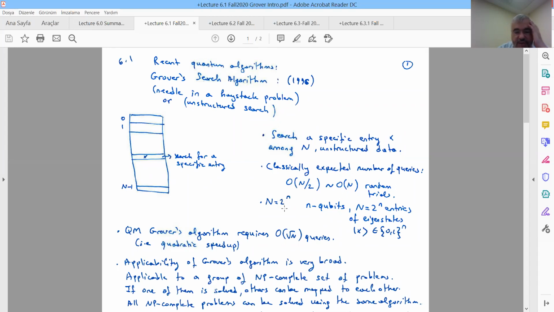because we are going to map this problem to a quantum circuit, and you have n qubits. The n qubits can have 2 to the n quantum states, and this is capital N. So this problem scales with capital N, the number of entries in this database.